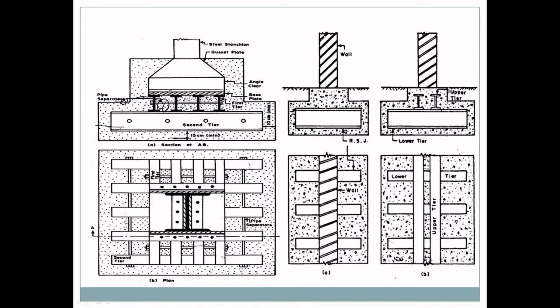Then the second tier of beams is placed at right angle to the first tier, and the entire space is filled with concrete. Then the steel section is erected on the base plate. This is the base plate, fixed on the second tier beam with the help of side angles and gusset plates. These connecting elements are also embedded in the concrete so that the joint becomes rigid.